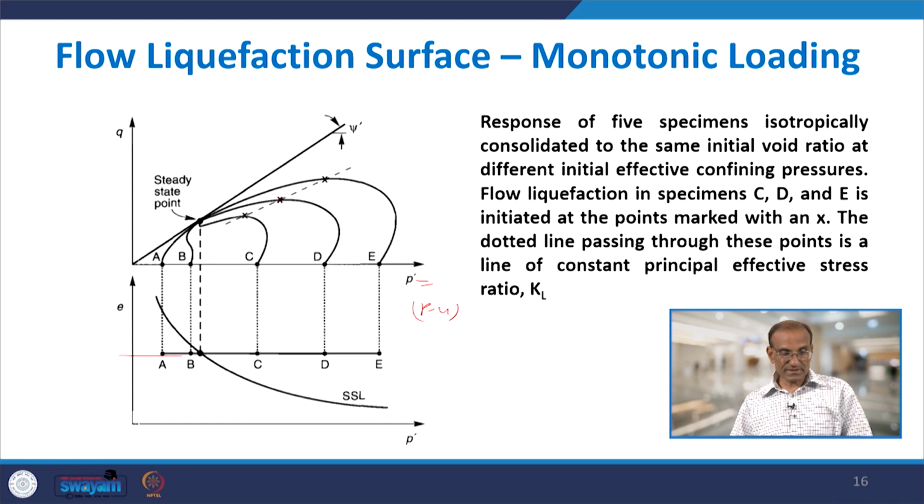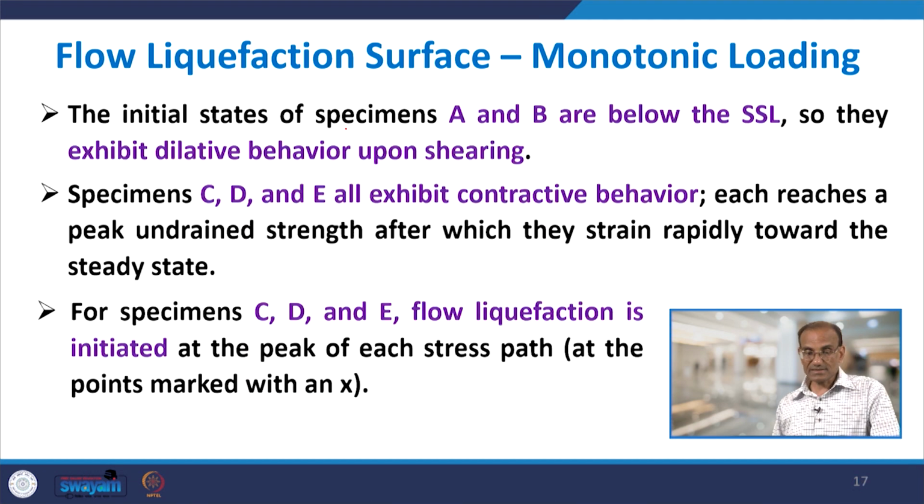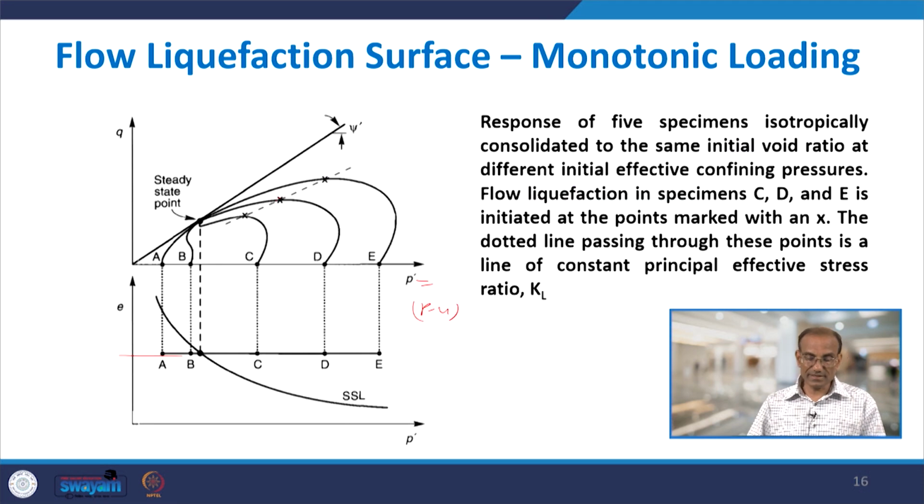So, continue with this discussion. Here you have a steady state point, this point, and you have this line, SSL, the steady state line. The initial states of specimens A and B are below the SSL, so they exhibit dilative behavior upon shearing. If we talk about specimens A and B, the initial condition shown here at this point is below the SSL. You can see that because your SSL is lying here, and in the second figure they are below, while C and D are above this SSL line.